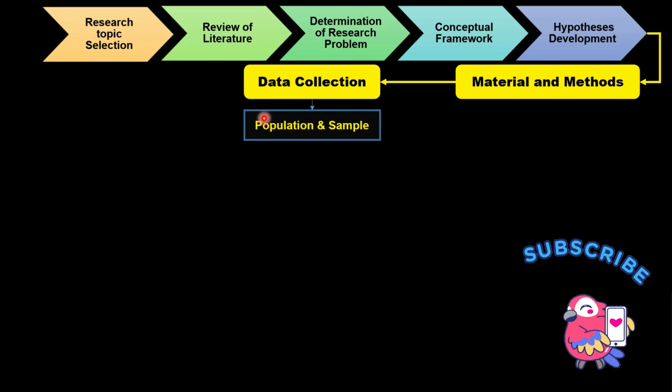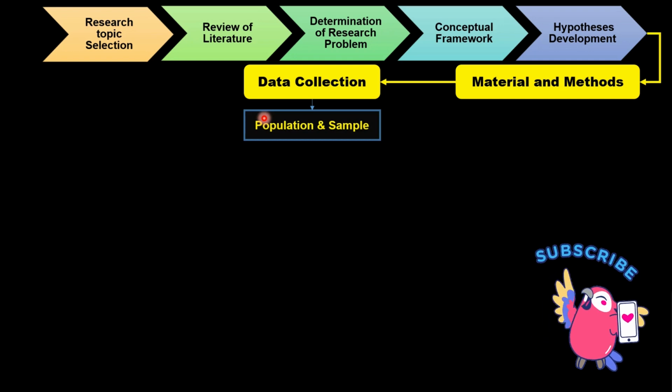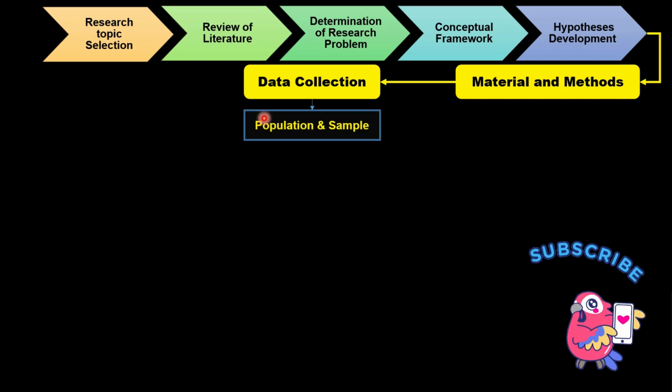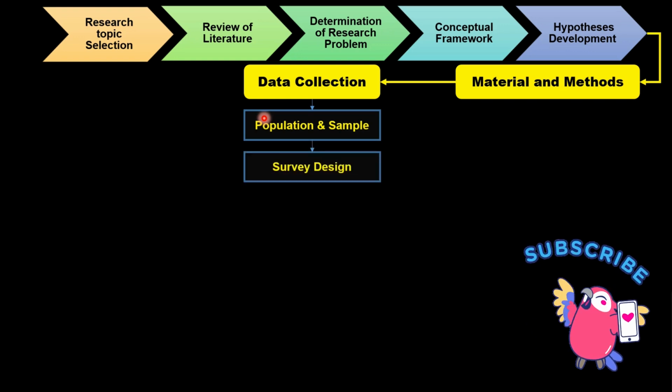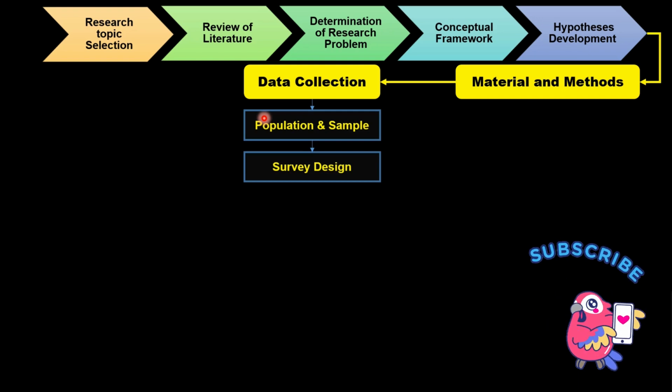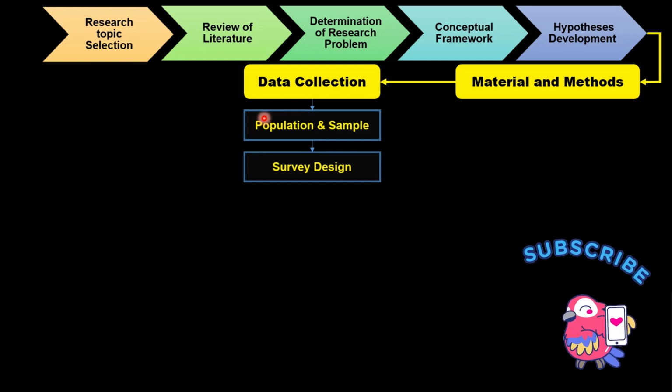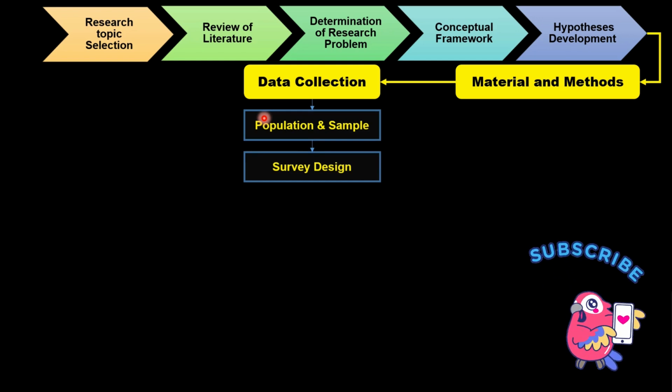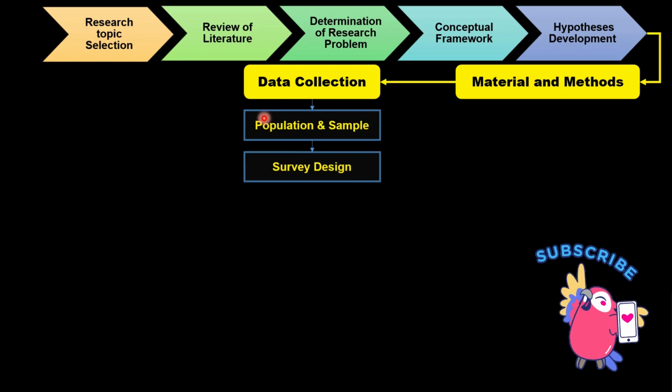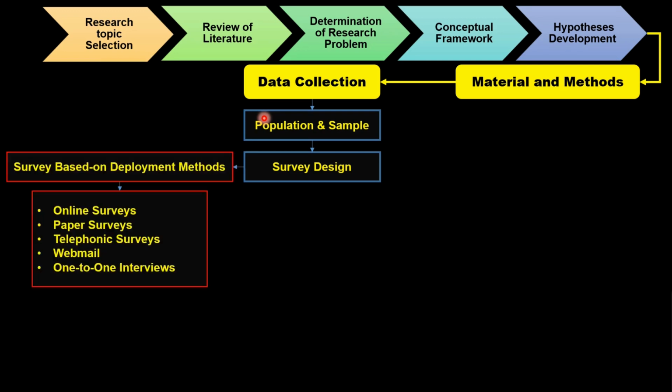The author should give the details of the population and related samples. Moreover, it is also imperative to explain the details of the sampling methods used for the study. The development of a survey design is also important in primary data research. Surveys are commonly based on deployment methods and frequency methods. Referring to the survey based on deployment methods, the researcher should give details on how the survey was conducted.